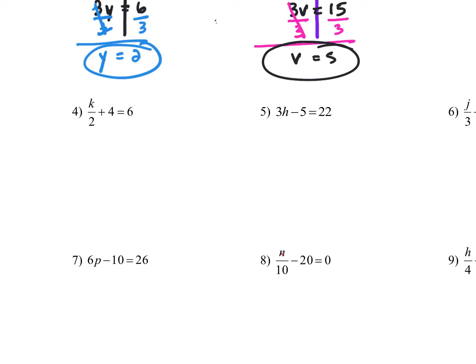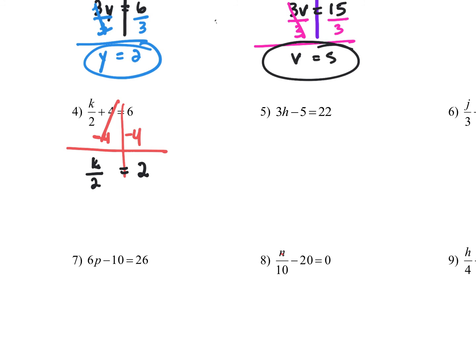Number 4. So this particular type of equation, oftentimes students struggle with a little bit. We're going to start by building the wall, and I can see that k is being divided by 2, and we're adding 4. So we're going to eliminate the constant, which is 4, and I see plus 4, so we're going to take away 4 on both sides. This crosses off, leaving me with k divided by 2 on this side, and on the other side I have 2.